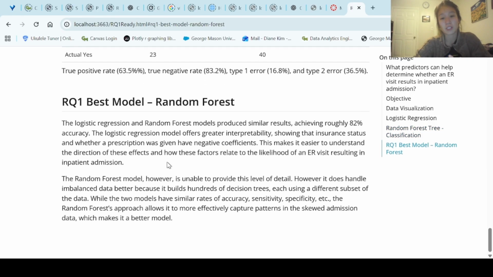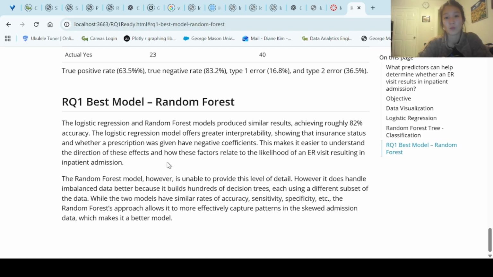So the logistic regression and the random forest model had very similar results, around 82% accuracy. One thing that the logistic regression did have an advantage on compared to the random forest model was that it was able to give more interpretability within the data set, because we were able to see the negative coefficients, and so we were able to understand the direction of these effects and how these factors relate to the likelihood of an ER visit resulting in an inpatient admission.